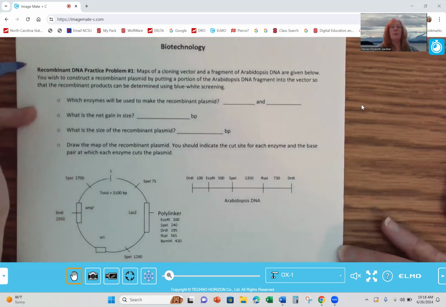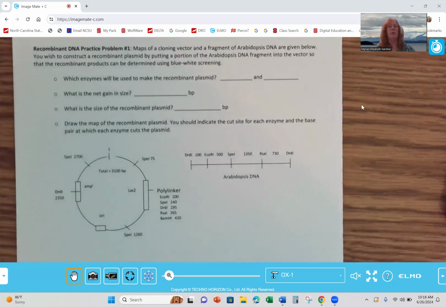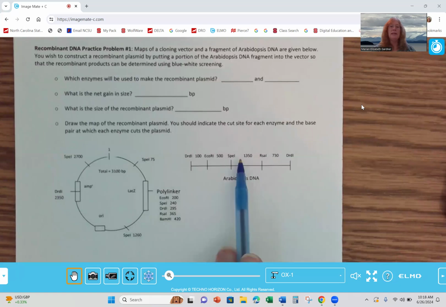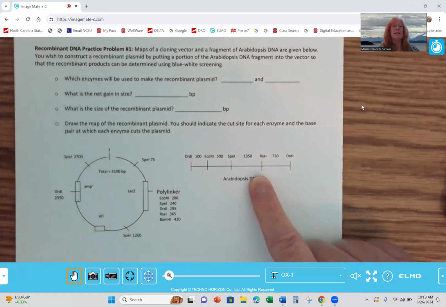So our first problem, we're trying to make some recombinant DNA. Oftentimes, one will try to put a piece of some DNA that we're interested in, in this case Arabidopsis, into a vector. That vector can then be taken up into an organism. More copies can be made. It can be expressed to do new things. Lots of possibilities. So in this case, we have a cloning vector and Arabidopsis DNA.